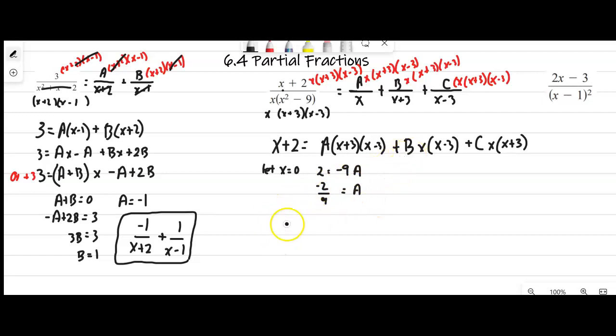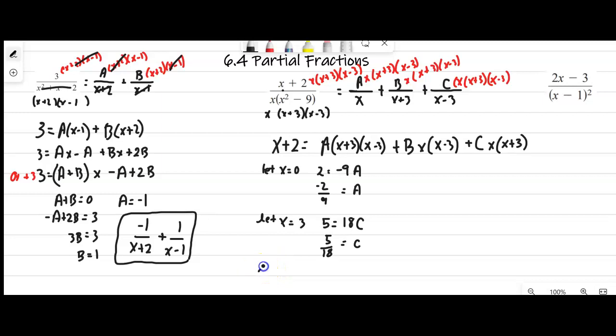Isn't that nice? And then we're going to go and say, hey, let's just, for fun, let x equal 3 this time. x equals 3. Now plug it in on the left side of the equation. 3 plus 2 gives us 5. In this a expression, 3 minus 3 is 0, so that whole thing is 0. The b expression, 3 minus 3 is 0, so that whole thing is 0. And then in the last one, we're going to have 3 times 6. 3 times 6 is 18c, and we find that c is 5/18.